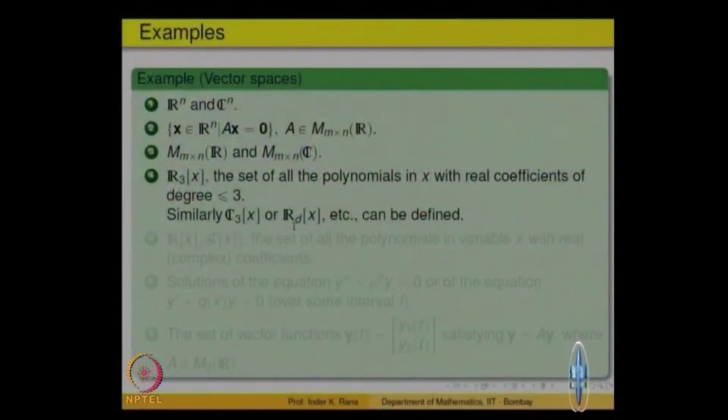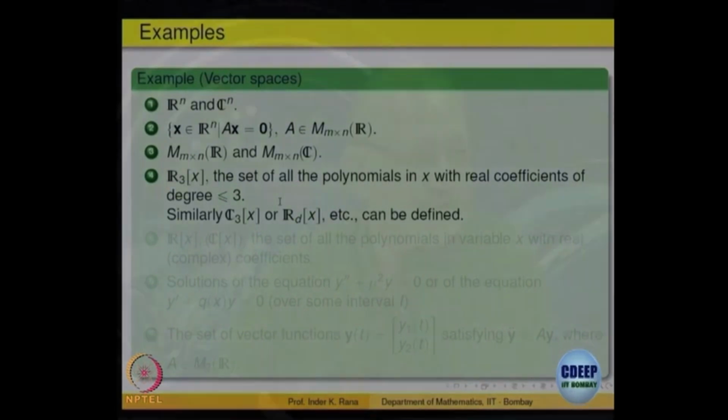You can have R_d, polynomials of degree less than or equal to any number d. So there, all will be different vector spaces, different examples. The constant polynomials, that is the real numbers itself, R1. You can have R2, all linear polynomials, all quadratic, all cubic, and so on. So these are all different vector spaces.